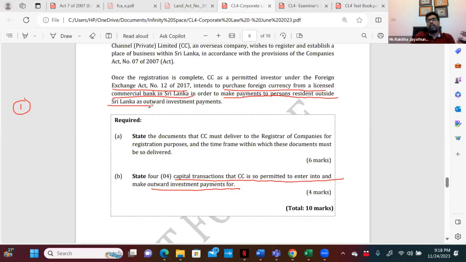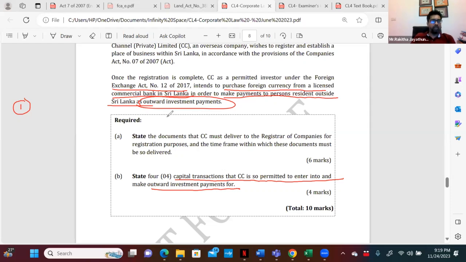Your examiner has said, some students have explained about inward payments. The question specifically says, what are the outward payments that you can make? Why do you have to write about inward investment payments? So those cannot be justified.